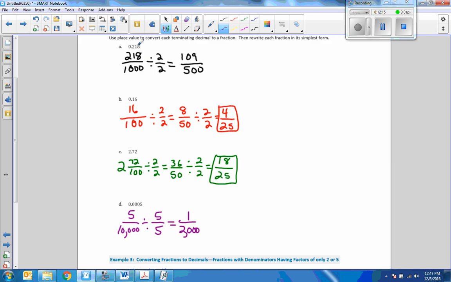So this was 3 decimal places, so that is 10 to the third, and 10 to the third is 1,000. This was 2 decimal places. This is 100, which is 10 squared, so 2 decimal places, 10 to the second. This is 4 decimal places. 10 to the fourth is 10,000. Okay?